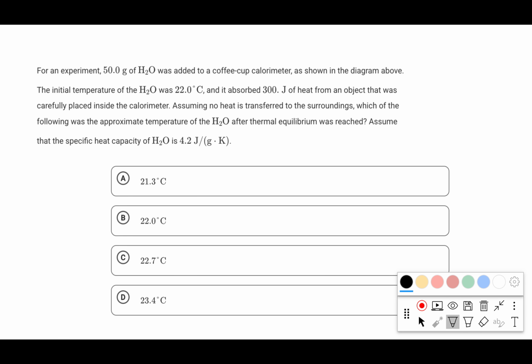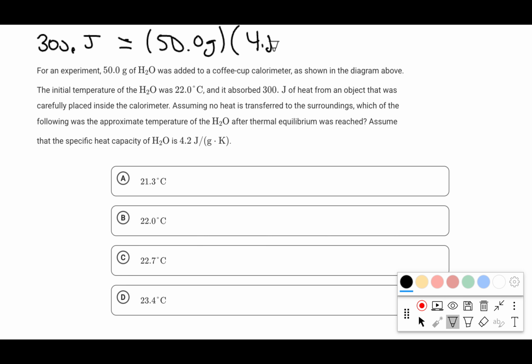So the way that I recommend solving this is you are going to use your specific heat equation that Q is equal to, but let's go ahead and start substituting in. So I'm going to use my Q. So I'm going to use 300. Be sure you put the decimal because that makes it have 3 significant figures, is equal to, it tells me my mass of my water is 50.0 grams.